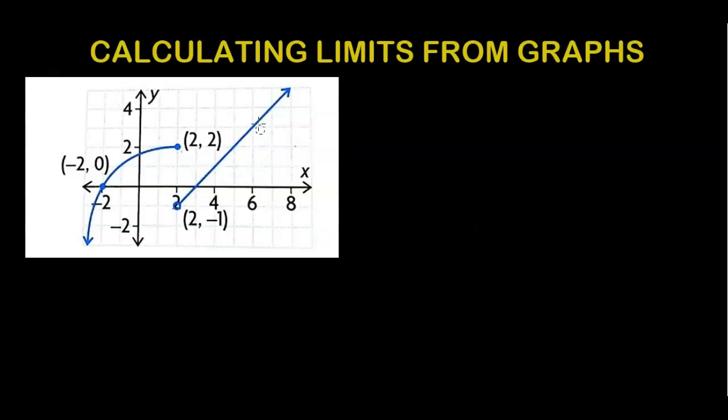If you're given this kind of graph, let's say we call this graph f(x), and we want to find out what is the limit of x approaching -2 for f(x). That means what is the value of y when x approaches -2. Because we all know f(x) means y.